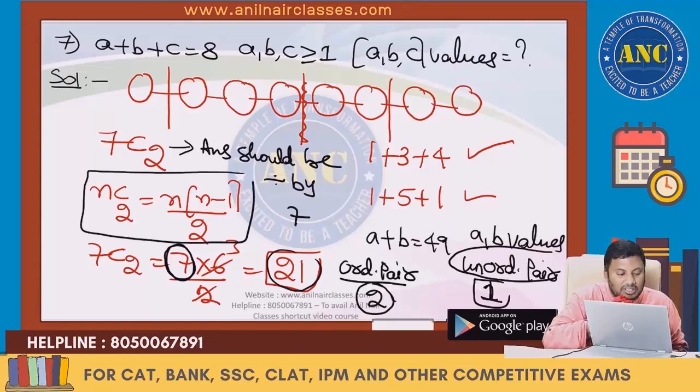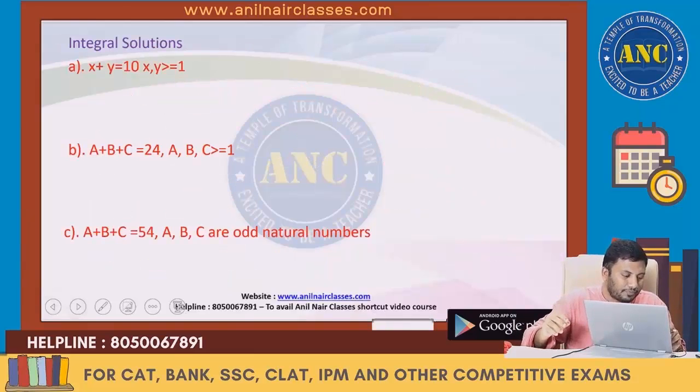For 3 variables, I hope it is clear why 2 cuts. Just visualize it. If 8 balls are there on a number line, there are 7 gaps. Out of 7 gaps, if I take any 2 gaps, I will get one solution. Eighth one.